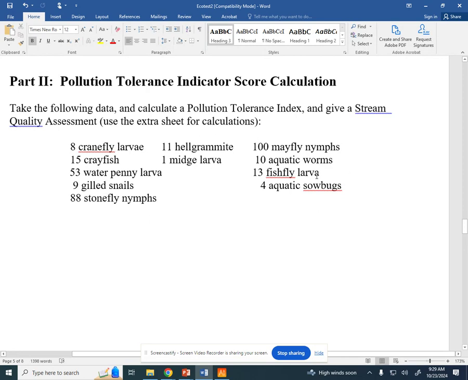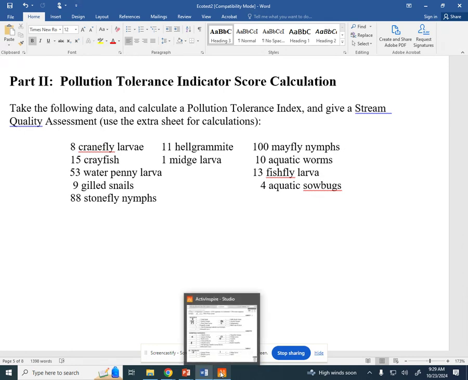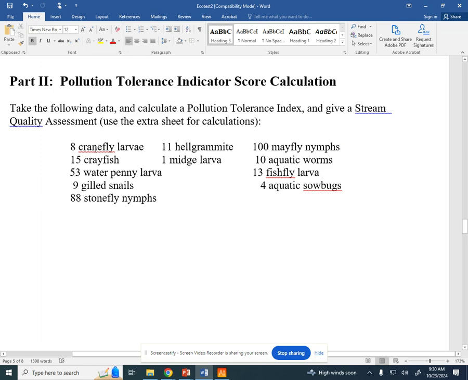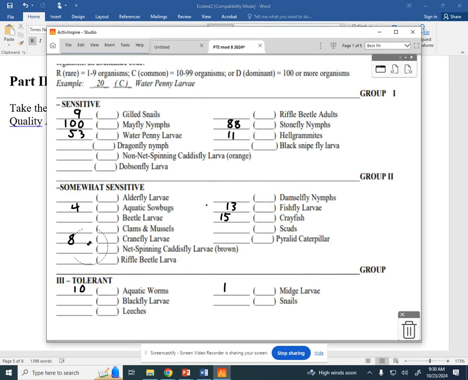The first thing you have to do is take this data just the way it is and enter it into that sheet that I've provided to you. Now, I've already gone ahead and done that just to save some time, so it looks like this. They had 8 cranefly larvae, 15 crayfish. Here we have 8 cranefly larvae right here, 15 crayfish. I just entered all of that data.